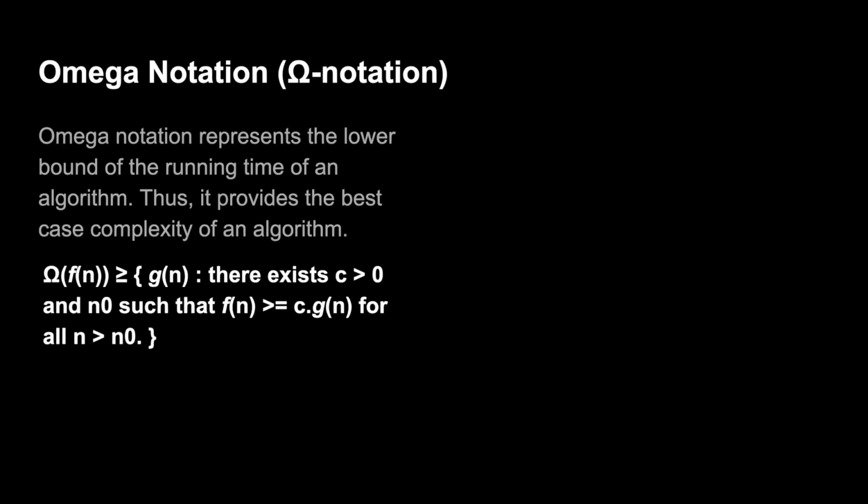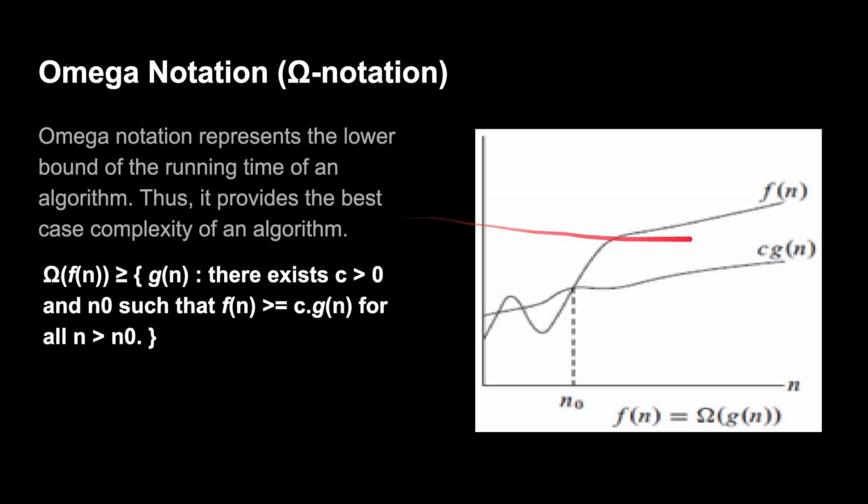Similarly, there is omega notation, which is the best case complexity of an algorithm, and the omega notation represents the lower bound of the running time of an algorithm. Let's see its graph. There is a function f of n, and there is another function g of n, c into g of n, where c is a constant.